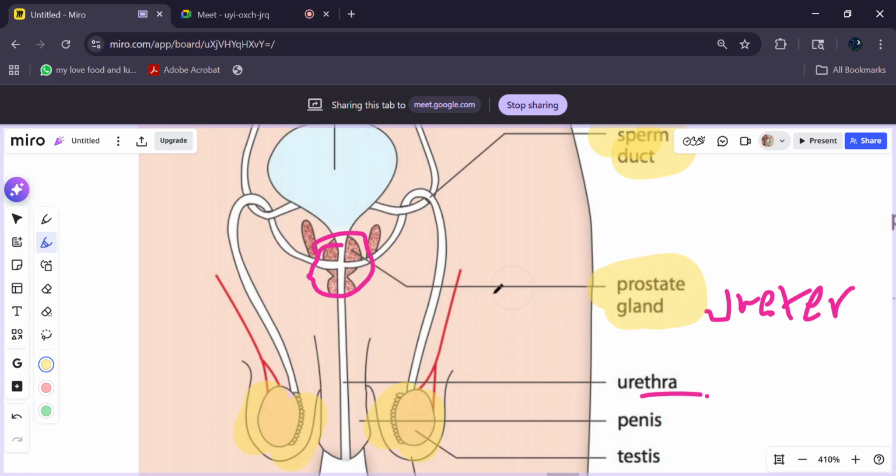So what does the prostate gland do? It produces a fluid that mixes with the sperm cells. This fluid contains nutrients that the sperm cells need to swim faster and to grow larger. It nourishes the sperm cells, and the mixture of the sperm cells and the fluid that the prostate gland produces is called semen. Let me spell it right here.